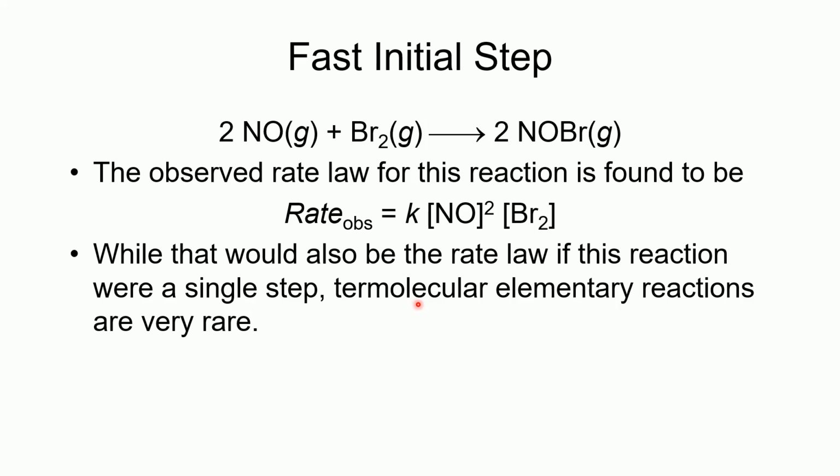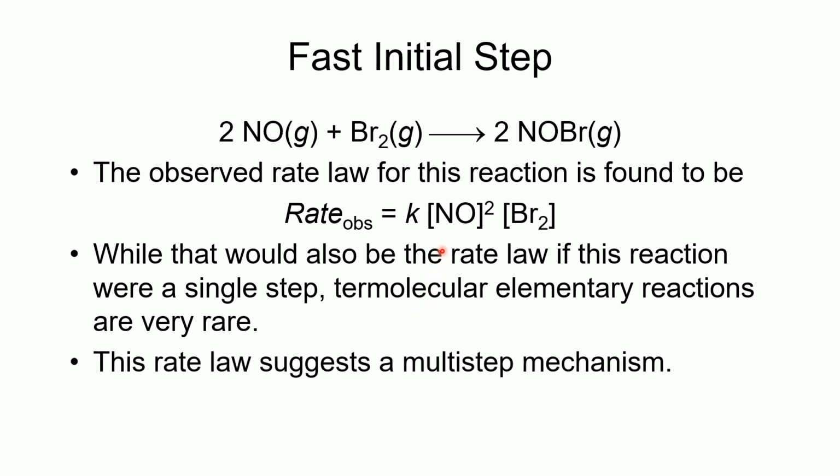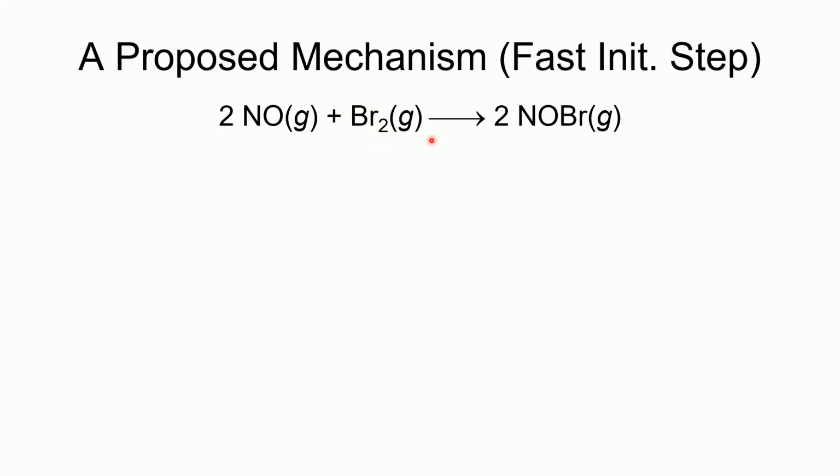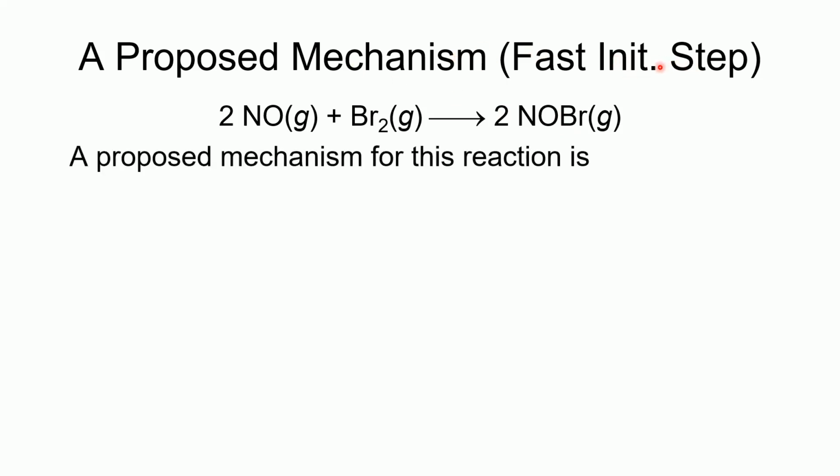So usually what happens is there's at least 2 steps. This suggests a multi-step mechanism. Even though that would work, termolecular reactions are just unlikely. So we're going to say it's probably a multi-step mechanism. I'm going to show you a proposed mechanism for this reaction. Again, I'm going to show you the reaction up on top: 2NO plus Br2 gives us 2NOBr, and this is our proposed mechanism.